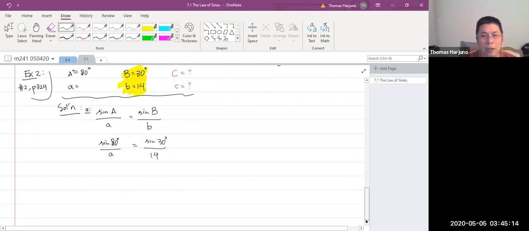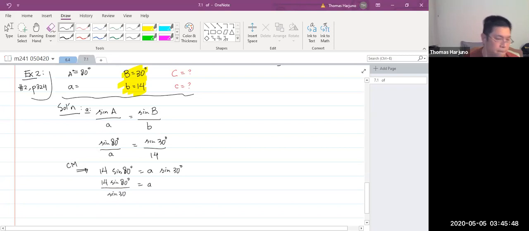Now cross multiply. Don't use a calculator too early, okay? Because we don't want to have compounded rounding error. Cross multiply first. I use CM here. I get 14 sine 80 degrees equals A times sine 30 degrees. Okay, so A equals 14 sine 80 degrees over sine 30 degrees. Okay, then you use your calculator.